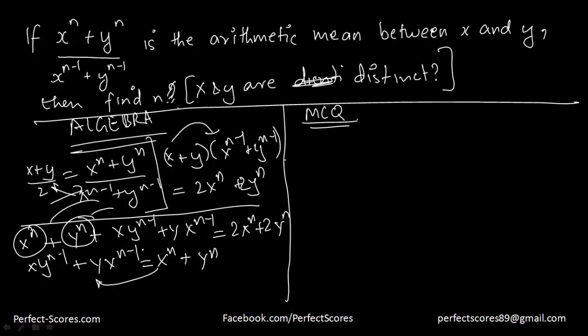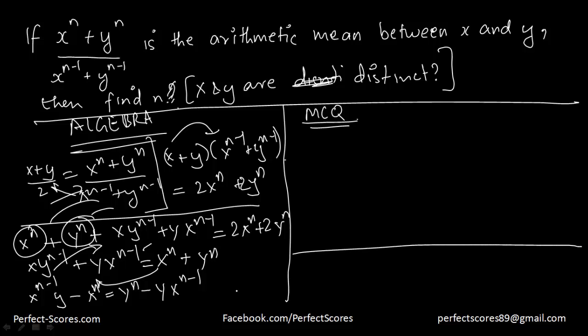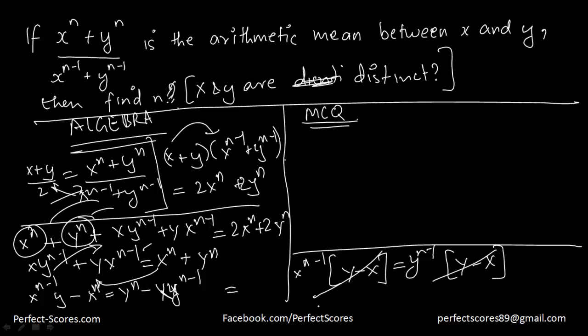I'm going to bring this to that side and bring that to the other side. I'm going to have x to the power n minus 1 times y minus x to the power n is equal to y to the power n minus y into x to the power n minus 1. I kind of use this space here. If I take x to the power n minus 1 common from the left hand side, I'll be left with y minus x. And if I take y to the power n minus 1 common from here, I'll be left with y minus x. And from here, this and this will get eliminated.